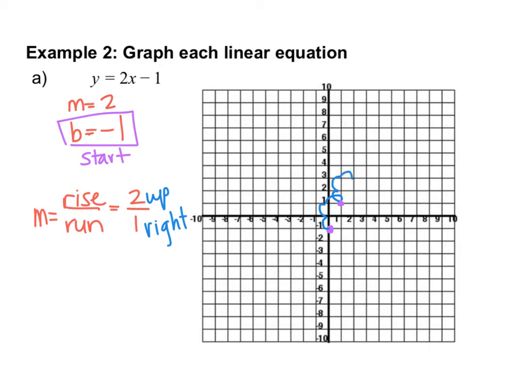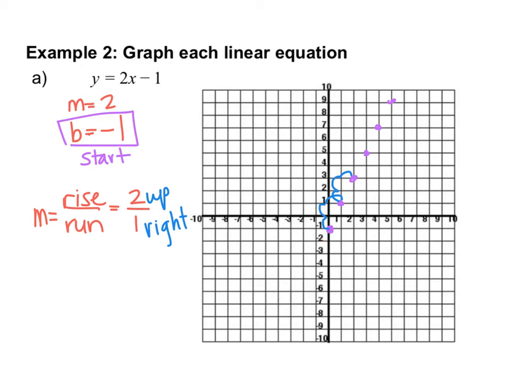Up 2 and to the right 1, and we just keep going. Now, if you wanted to, see all these points are here and they're all to the right of the graph. The line doesn't just stop here. There are points on this side.